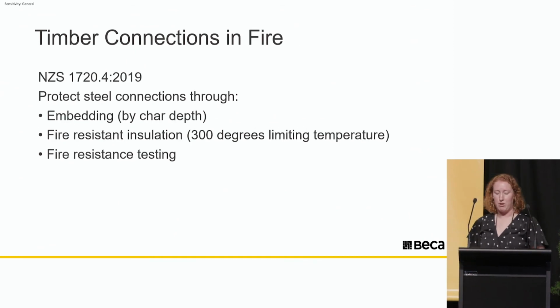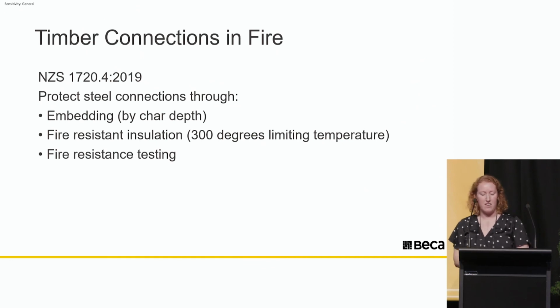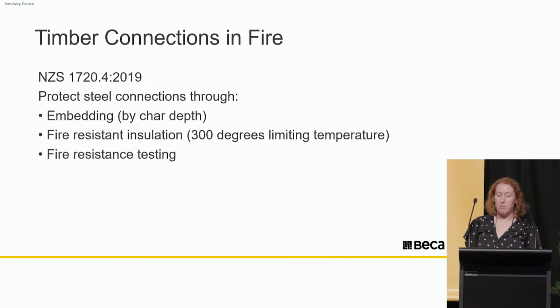The new 1720.4 requires protection of steel connectors and timber joints by one of the following methods. Embedding the steel under char depth, which for this project was 45 mils. A fire-resistant protective insulation covering, or fire resistance testing. A key item here is the insulation covering is required to have a 300-degree limiting temperature, which really pushes designers to embedding. These requirements are particularly onerous, so fire requirements can drive connections and layouts. Fire should be a primary consideration, and the approach should be discussed between the design team as early as concept design.